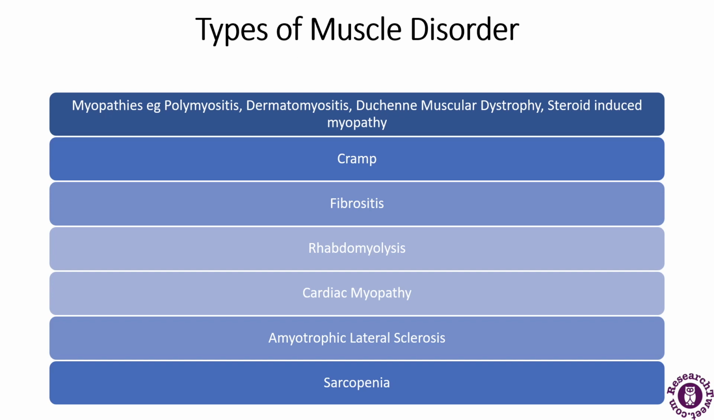Now, the next is the types of muscle disorder. Muscle disorders can be of many types. First is the myopathies, and the examples are given here. Then cramps, fibrosis, rhabdomyolysis, cardiac myopathy, lateral sclerosis, and sarcopenia. So these are some of the muscle disorders. Now we will be discussing each of these muscle disorders in detail.